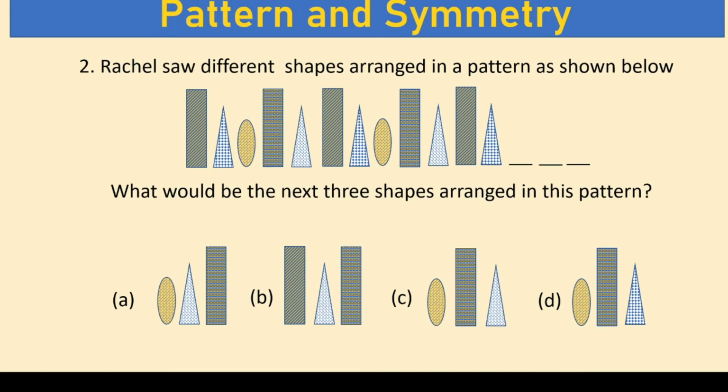This says, Rachel saw different shapes arranged in a pattern as shown below. Here is an image that shows the patterns. What would be the next 3 shapes arranged in this pattern? A pattern is a repetition of arrangement. So bar, triangle, oval and bar, triangle. So this is the pattern. Then again bar, triangle, oval and bar, triangle. This is the second pattern.